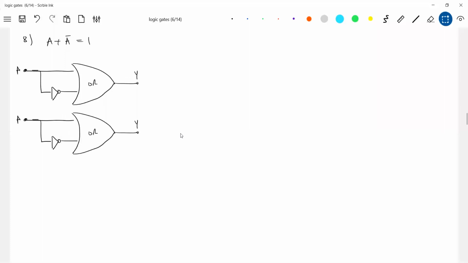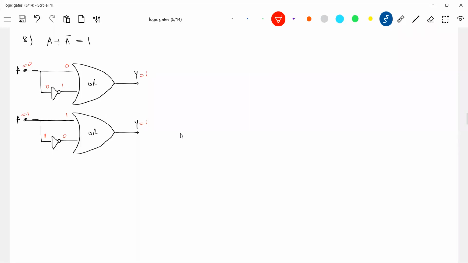Okay, now we'll start with this. If A equals 0, here 0 will come. It's a NOT gate, no? So it will make it 1. 0 plus 1 is 1. Then if A equals 1, here 1 will come. If input is high, output should be low, NOT gate negation. So 1 plus 0 again will be 1.